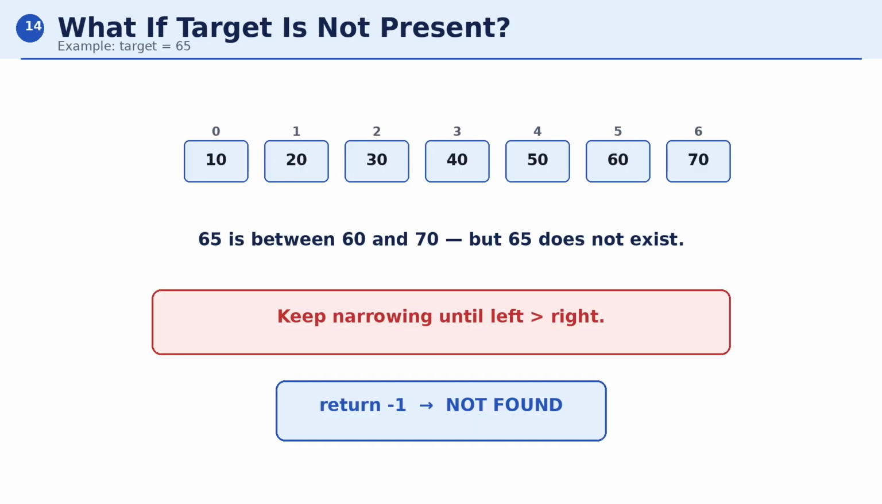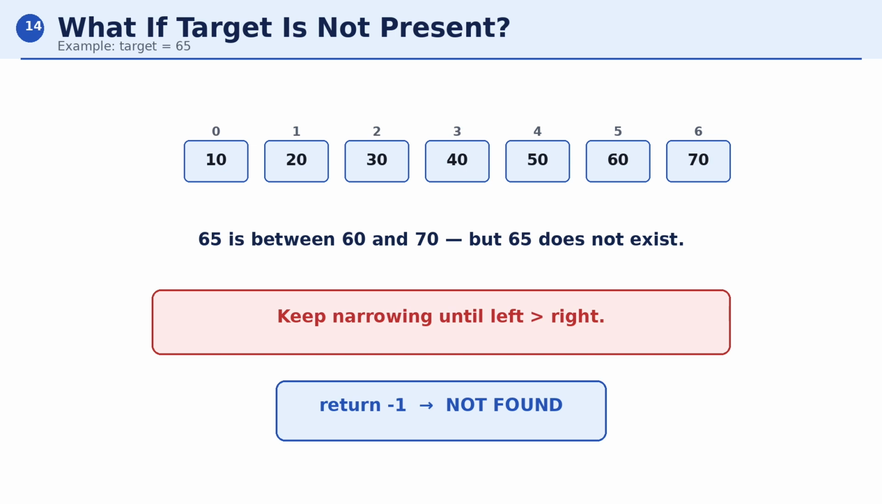Now let's look at the other possibility. What if our target doesn't exist? Suppose we are looking for 65. Our array contains 10, 20, 30, 40, 50, 60, 70. First we check the middle. That's 40 or 50 depending on how the midpoint is selected. Since 65 is larger, we move right.